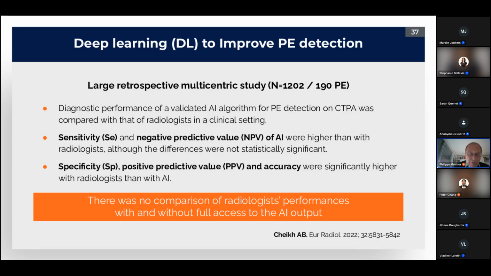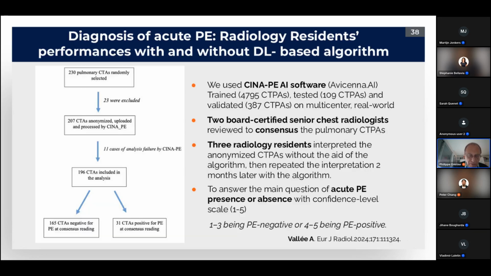Other studies have compared the radiologists' performances before and after implementation of AI in the department, but they don't use the same patients, and they don't use the competencies of the same radiologists. That's why we performed a study evaluating the radiology residents' performances with and without a deep learning-based algorithm.